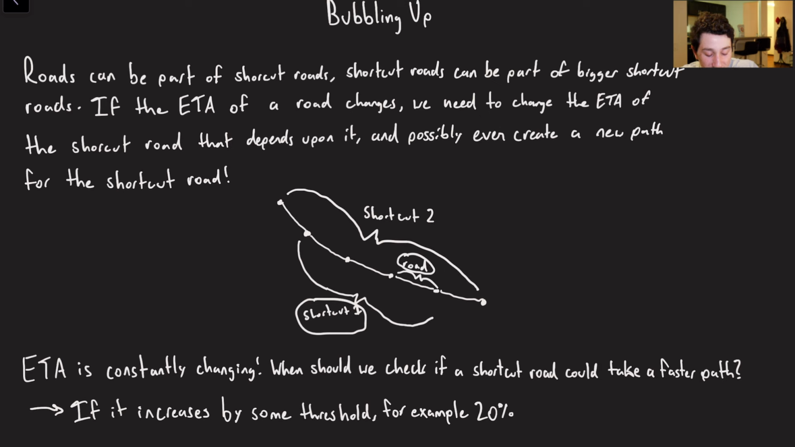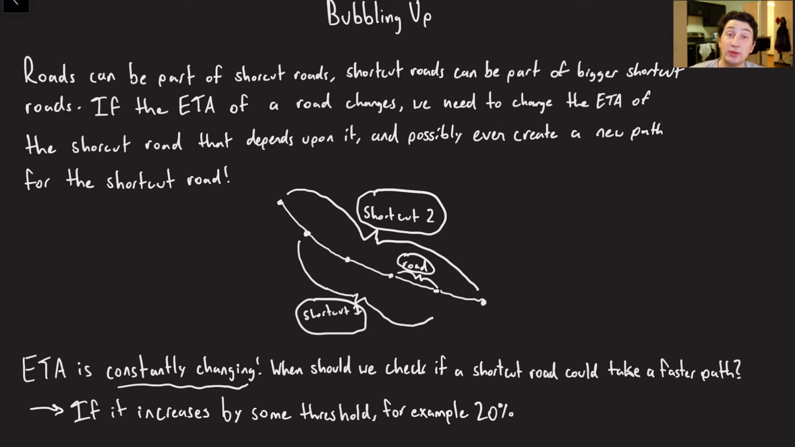So keep in mind that not only can we have a road right here, we can have a shortcut edge that depends on it, and we can even have a second shortcut edge that depends on the first one. Because like I mentioned, if we have multiple different layers of sparse graphs, we may actually want to take shortcut edges and make shortcut edges out of them, which is pretty interesting.